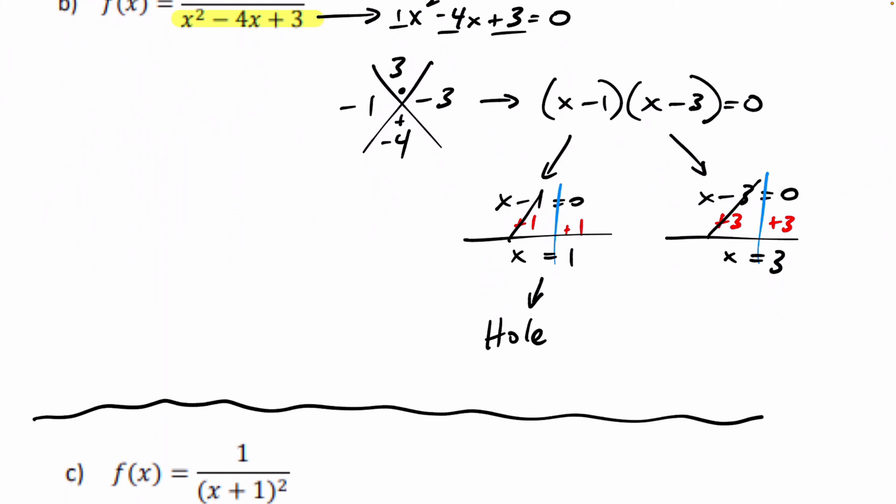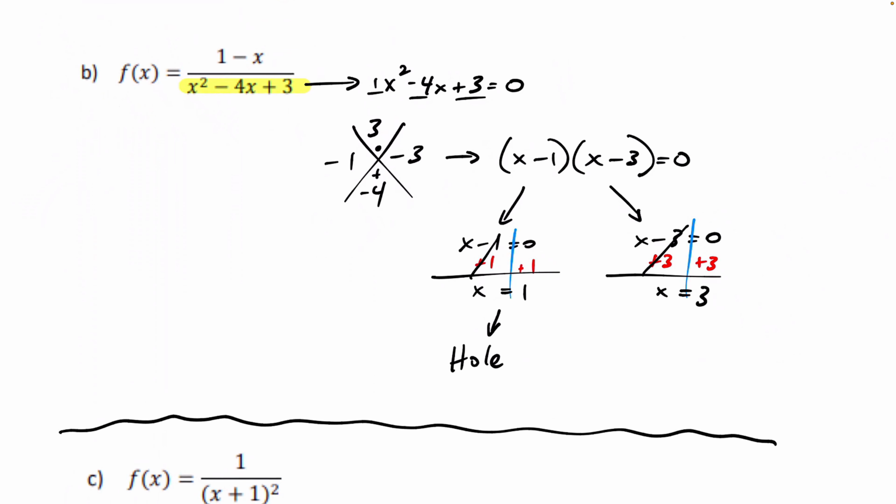Okay. 3, when we plug it into the top, we get -2. So 3 is a vertical asymptote. So if they're just asking for vertical asymptotes, we just want 3. We don't want the 1, because that's a hole.